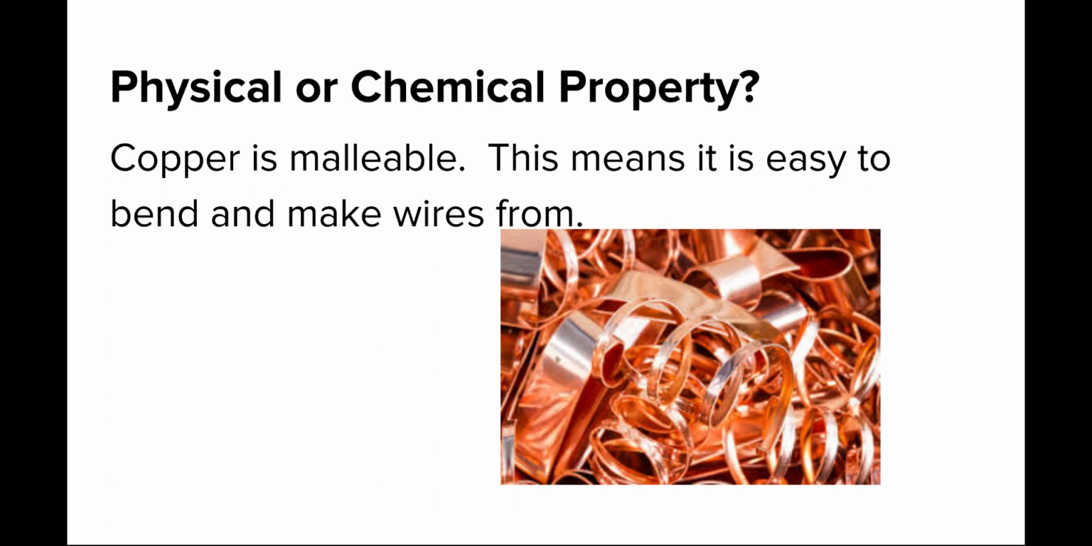Copper is malleable. This means it's easy to bend and make wires from. Is this a physical or chemical property? Pause the video. This is a physical property because you can change the shape of the copper, bend it, and make wires from it, but you don't change it into a different substance. It's still copper.